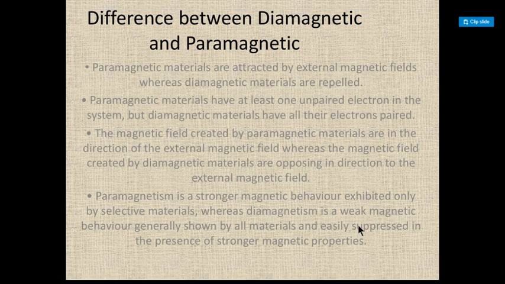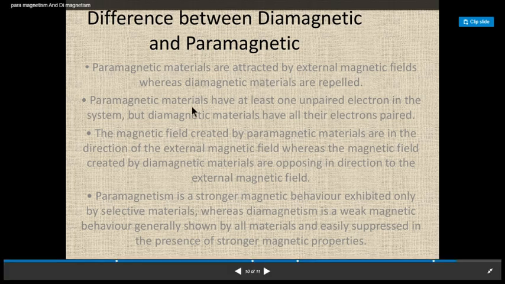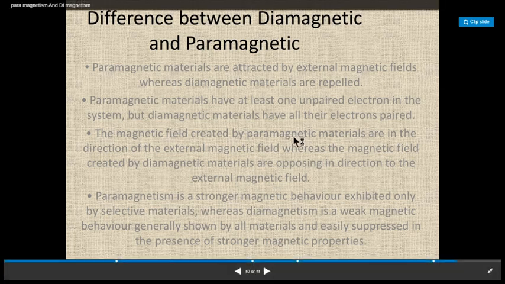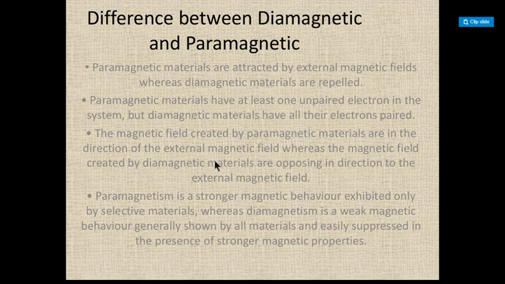Okay, the difference between diamagnetic and paramagnetic. Paramagnetic materials are attracted by the external magnetic field, whereas diamagnetic materials are repelled by it. Paramagnetic materials have at least one unpaired electron in the system, but diamagnetic materials have all their electrons paired. The magnetic field created by paramagnetic materials is in the direction of the external magnetic field, whereas the magnetic field created by diamagnetic materials opposes the direction of the external magnetic field. So if the magnetic field created by a material is in the direction of the external field, then it is a paramagnetic material; if it is opposing, then it is diamagnetic.